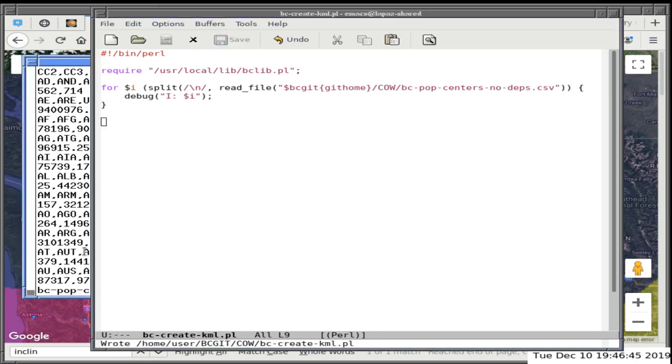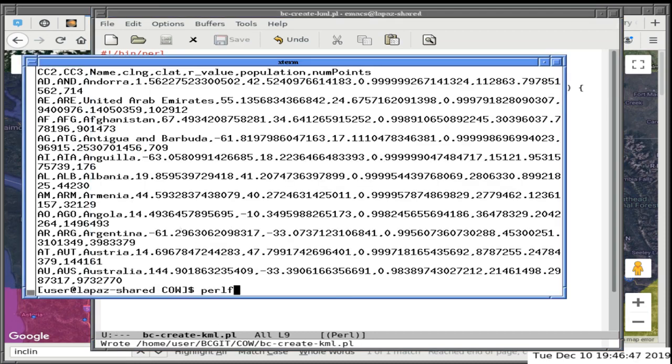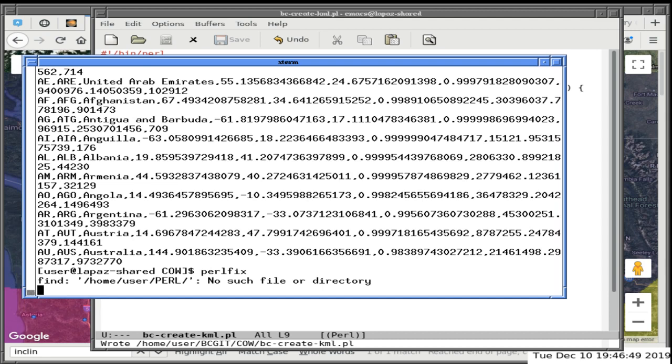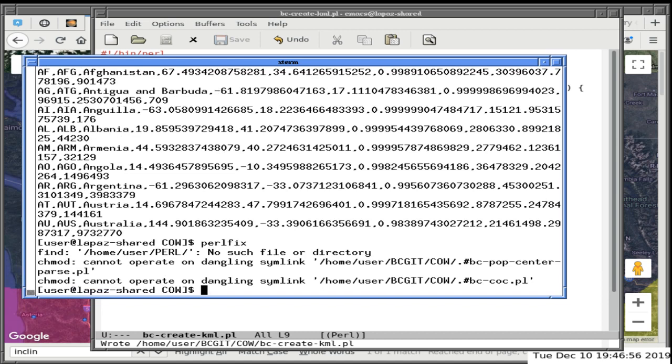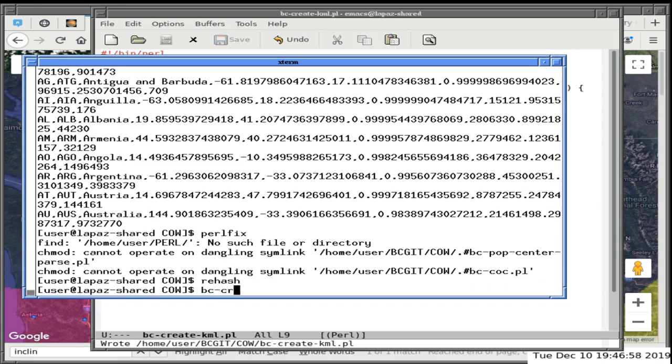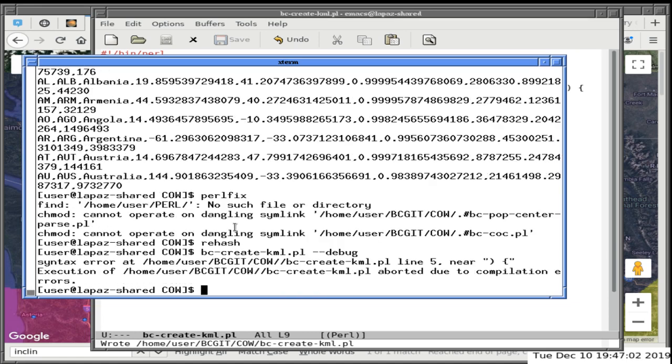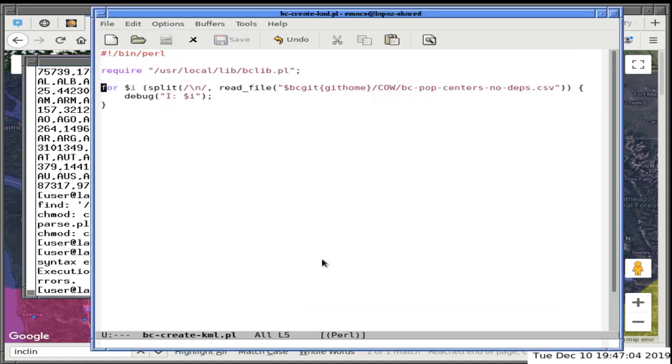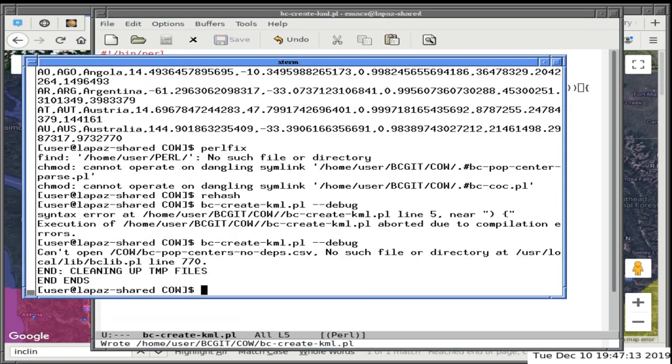So first of all, this program needs to be chmodded. And I'm almost worried that because we're doing an SSHFS, it's not going to work, so rehash, and create KML. And then another worry I have is create KML. So this is it. I was worried that I had another program with this exact same name. And I think this closes off the for loop. All right, let's see what this does. Can't open.